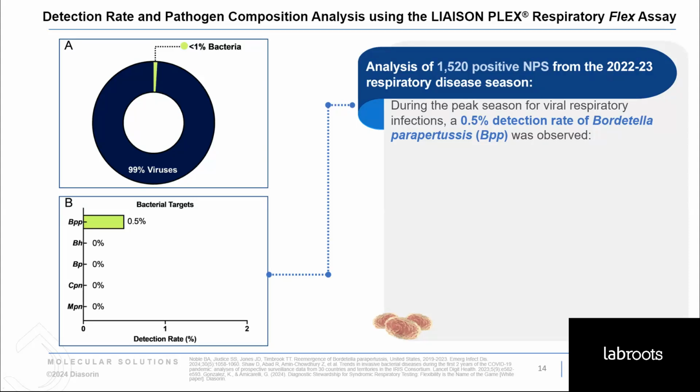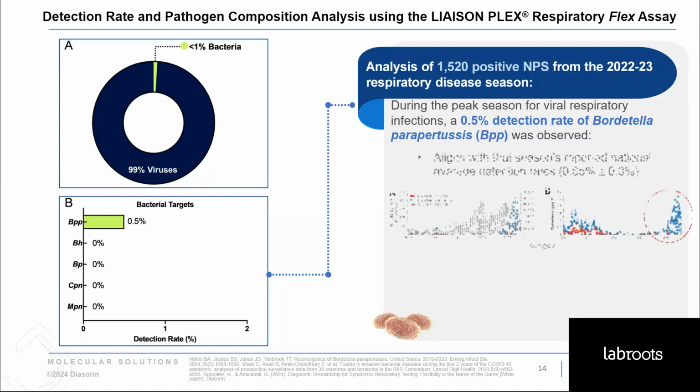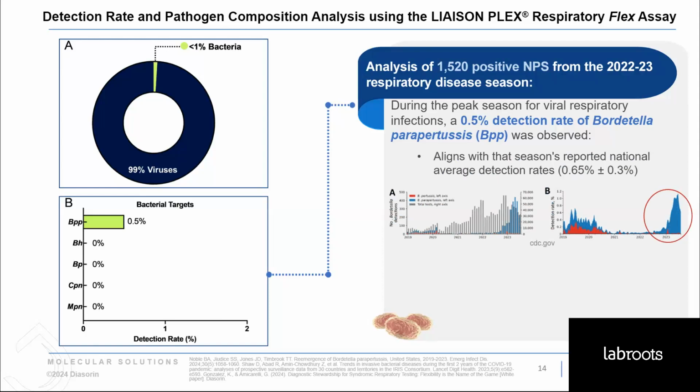When it comes to breaking down the detection rates distribution of the bacterial pathogens, we saw a 0.5% detection rate of Bordetella parapertussis in the young population. Our detection rate actually matches the reemergence that the CDC reported during that season.